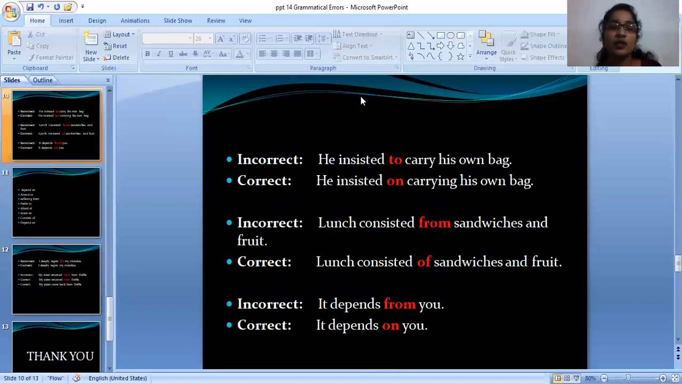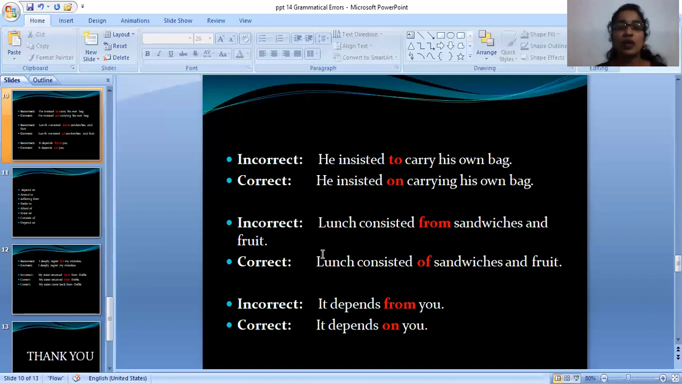Yes. So, "He insisted to carry his own bag." But the correct sentence is, "He insisted on carrying his own bag." So if we have to use insist, the preposition we need to use is "on".